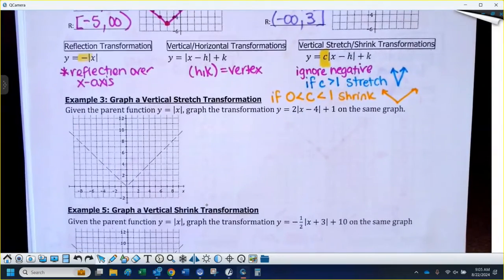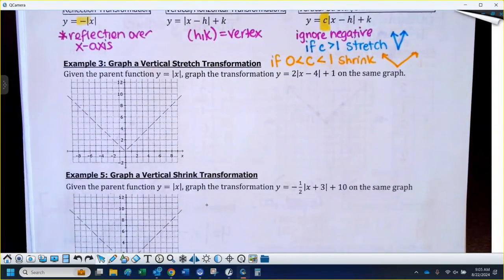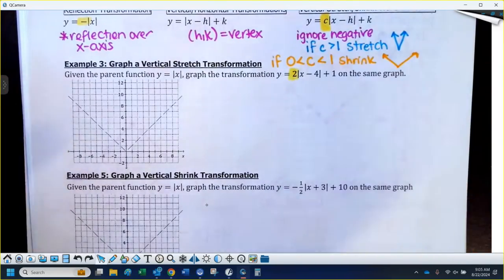What you do to find the vertex is exactly what we just did, just opposite copy. This is just going to have a number in front of the absolute value, and I'm going to show you how to deal with that in a second. So we're going to try to graph y equals 2 times the absolute value of x minus 4, plus 1, on the graph with the absolute value of x already there. Can anybody raise your hand and tell me the vertex? Sorry about that. Can anybody tell me the vertex of this graph?